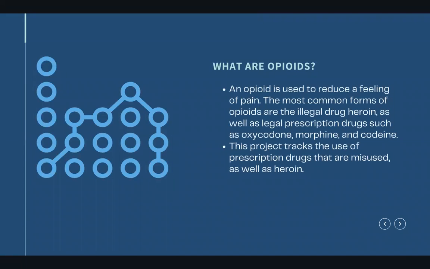What are opioids? An opioid is used to reduce a feeling of pain. The most common forms of opioids are the illegal drug heroin, as well as legal prescription drugs such as oxycodone, morphine, codeine, and a few others. This project tracks the use of prescription drugs that are misused, as well as heroin. It is important to note that the dataset tracks prescription drugs used appropriately and prescription drugs used inappropriately. The drugs used appropriately are not included in the target variable.